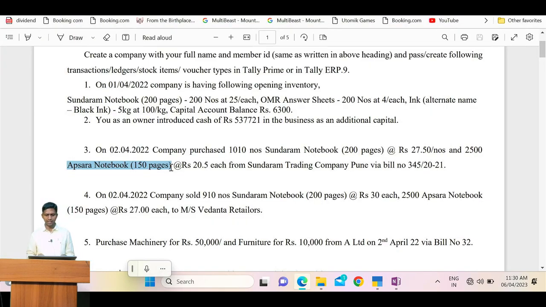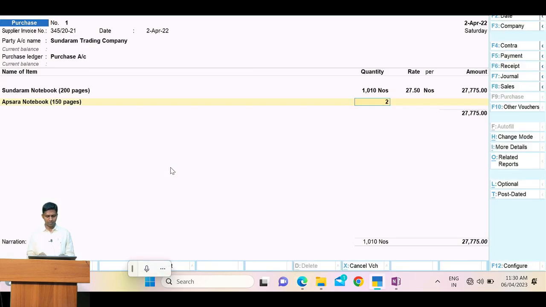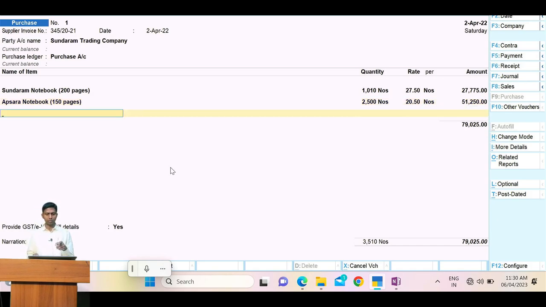Now Tally is asking me quantity, 2500, yes, 2500. And what about the rate? 20.5. Write your rate, don't copy the student's rate, don't copy the student's quantity. You will get your question. In that question, check how much quantity is given and what rate is given. As per that, you must do the accounting.